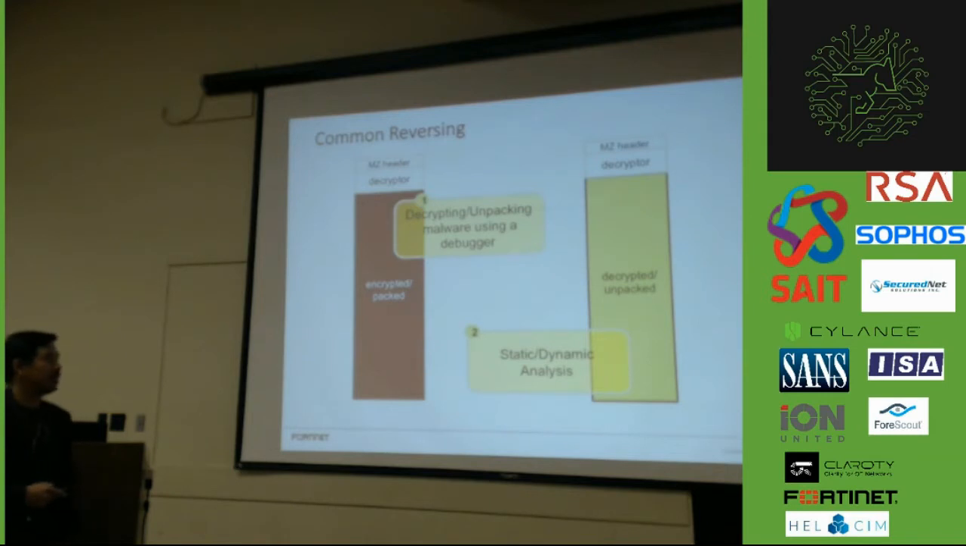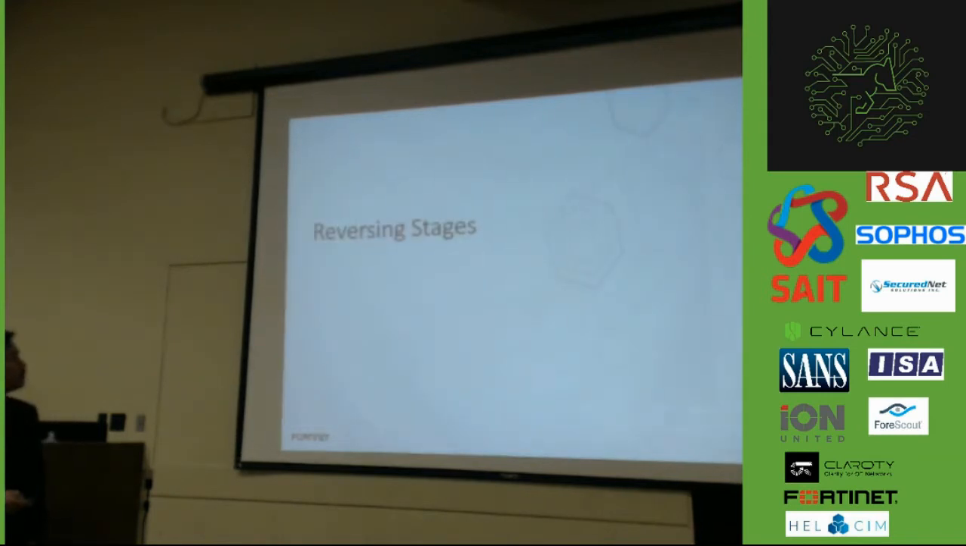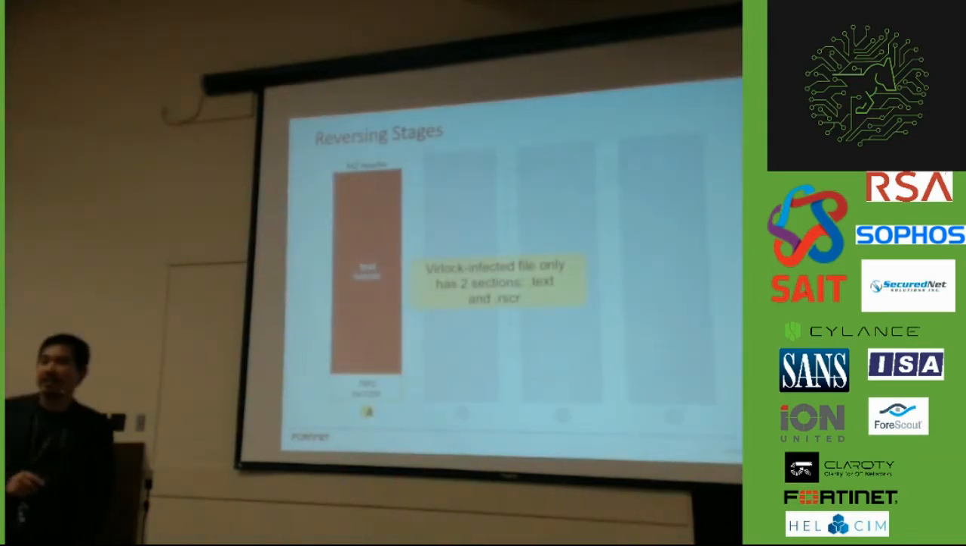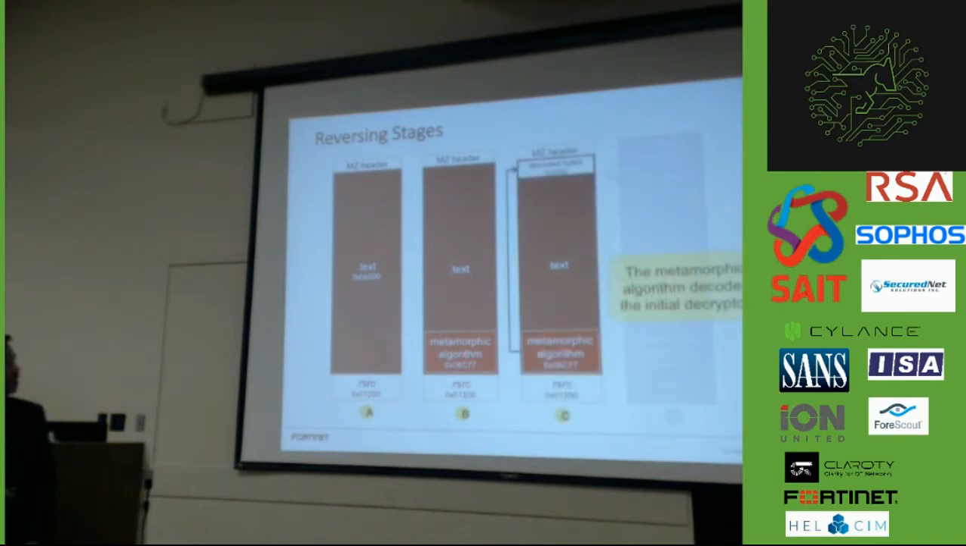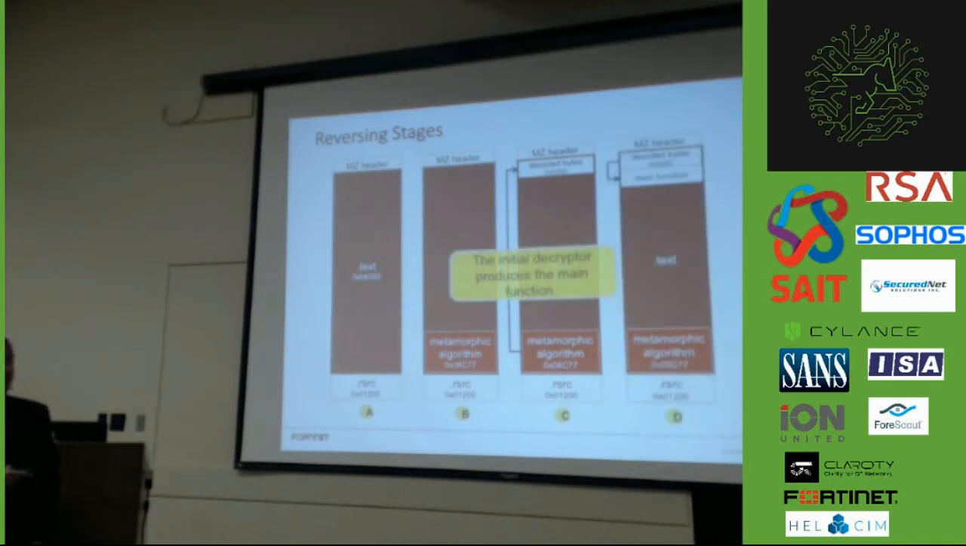But this one is kind of different. There are several reversing stages for Virlock. The first one is that the lower part of the infected file is a metamorphic algorithm. We're going to look into that. Then after the metamorphic algorithm, it generates the decoded bytes, which are responsible for the main function.